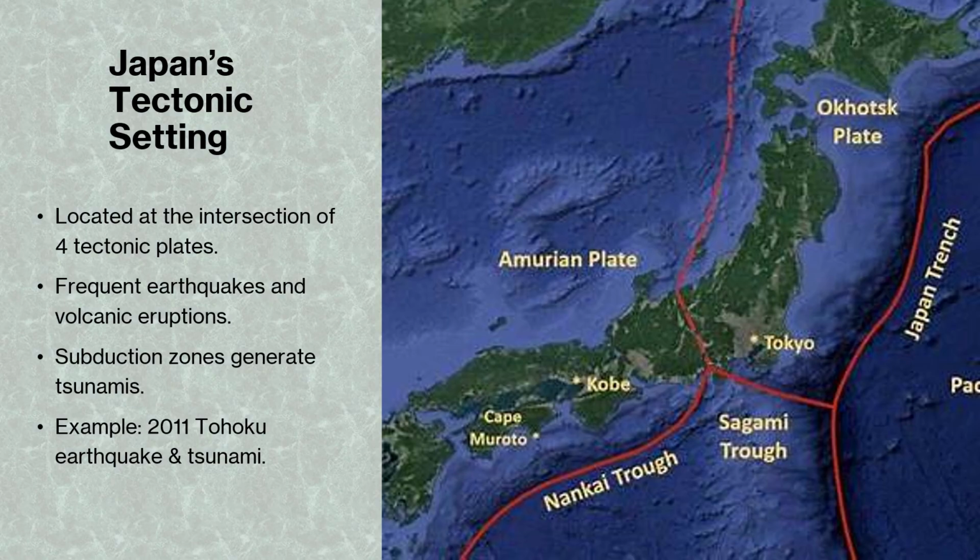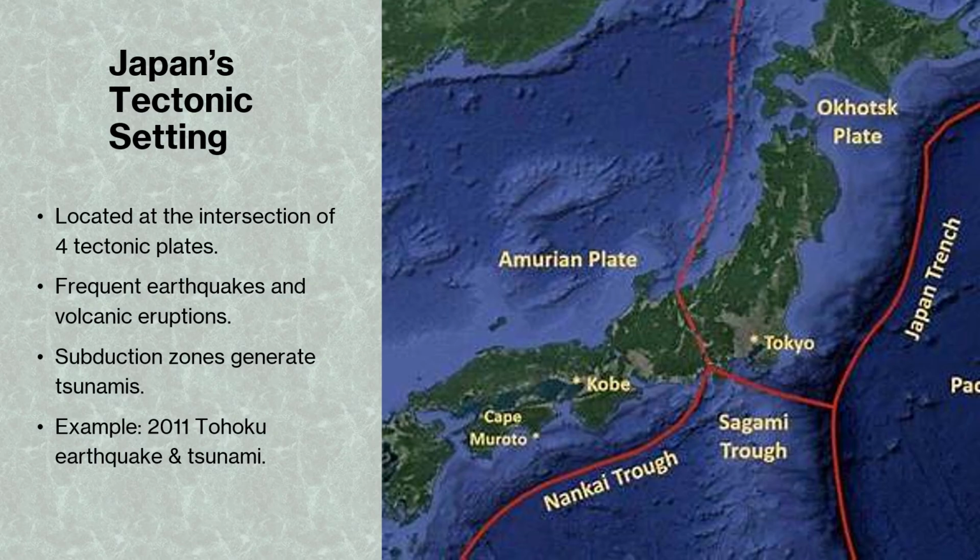Now, talking about Japan, Japan is one of the most tectonically active countries in the entire world. It sits at the intersection of four major tectonic plates: the Pacific Plate, the Philippine Sea Plate, the Eurasian Plate, and also the North American Plate. At these boundaries, intense tectonic activity occurs. The Pacific Plate is subducting beneath the Japanese archipelago, creating a deep ocean trench and triggering frequent earthquakes and volcanic eruptions. This tectonic arrangement makes Japan especially vulnerable to disasters.